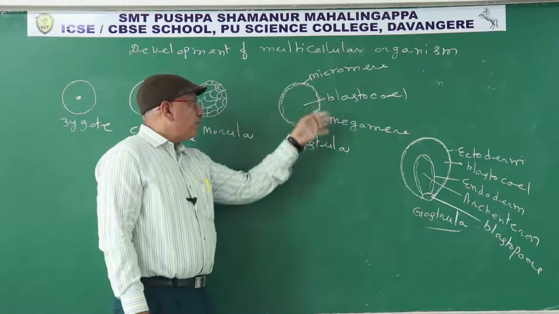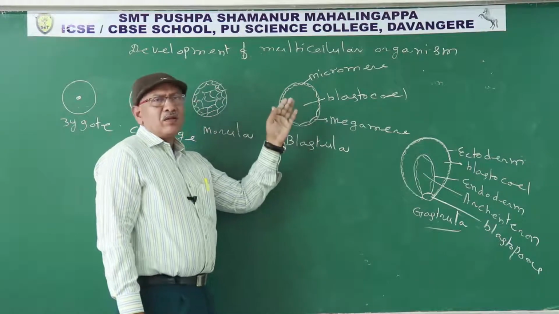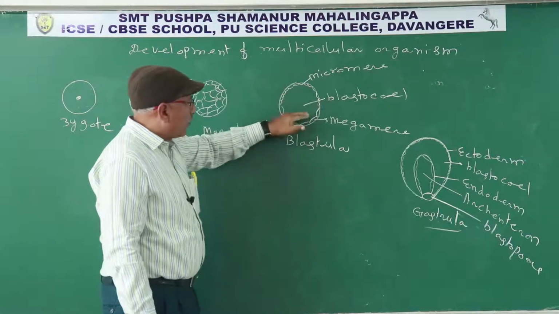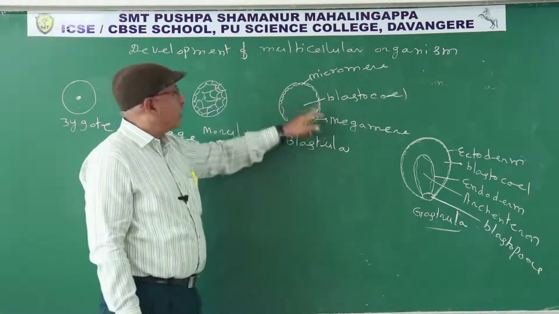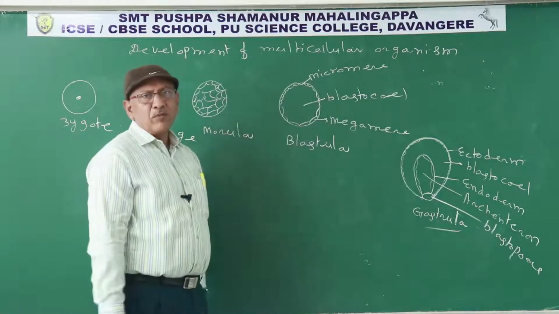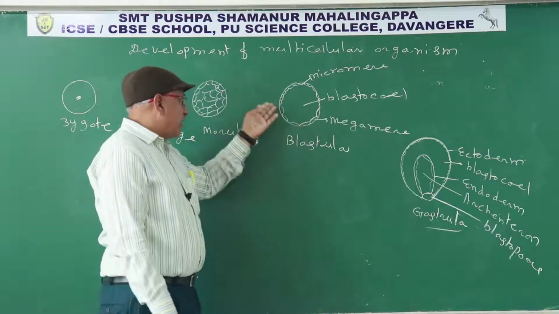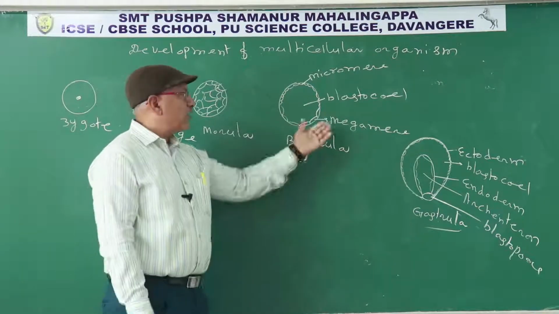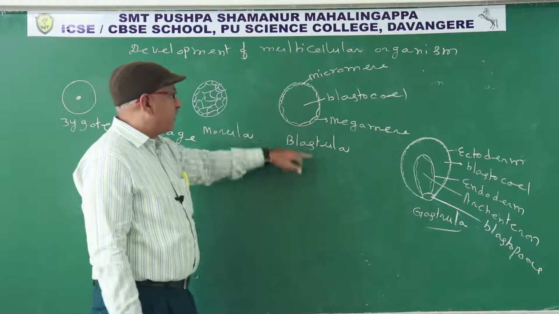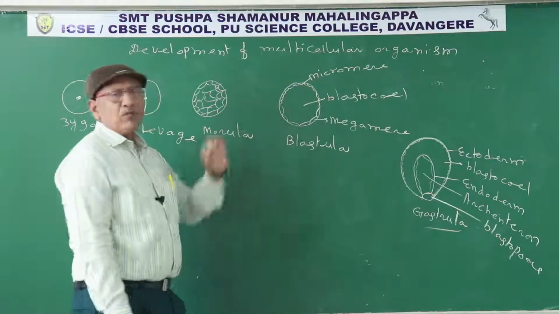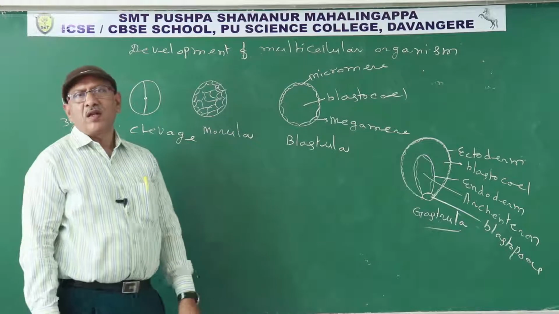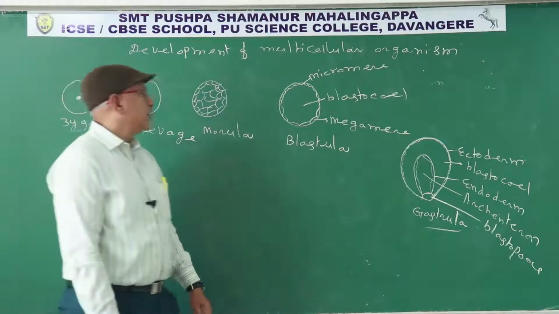The dorsal half of the blastula contains micromeres, or you may say the dorsal part is known as the animal hemisphere. The ventral part is known as the vegetal hemisphere. The animal hemisphere contains small cells known as micromeres, and the vegetal hemisphere contains large cells known as megameres or macromeres. The cavity of the blastula is known as blastocoele. The first body cavity is blastocoele, also known as the primary body cavity.